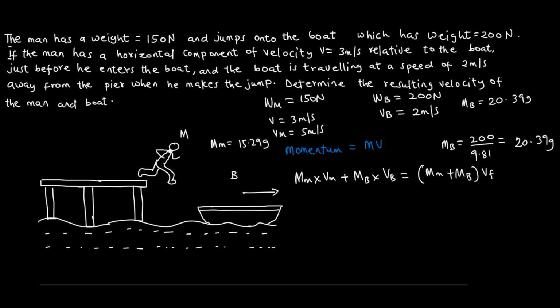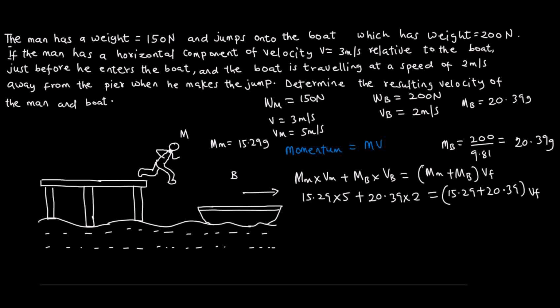So we just have to substitute in all our values. So the mass of the man, we got it to be 15.29 grams times the velocity of the man, which is 5 meters per second, plus the mass of the boat, which is 20.39 times the velocity of the boat, which is 2 meters per second. And this will be equal to the sum of the masses, that was 15.29 plus 20.39, then the common velocity.